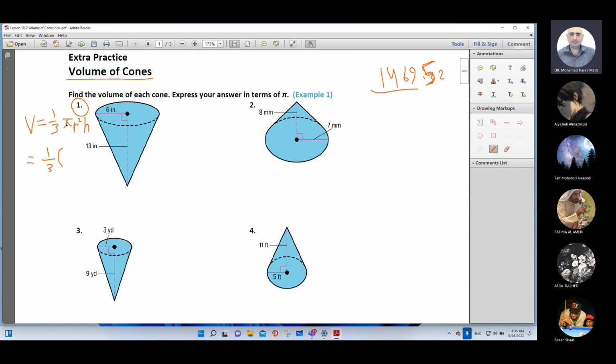What is the value of pi? Aliazia, what is the value of pi? Pi equals what? Who can tell me pi equals what? 3.14. Great. So put here the value of pi, 3.14. Who can tell me what is the value of r? 6, great. So this is r times 6 squared. What is the value of the h? 13. So this is h.